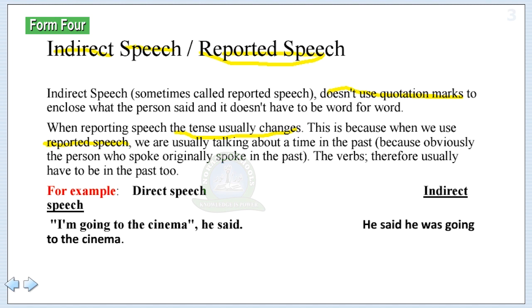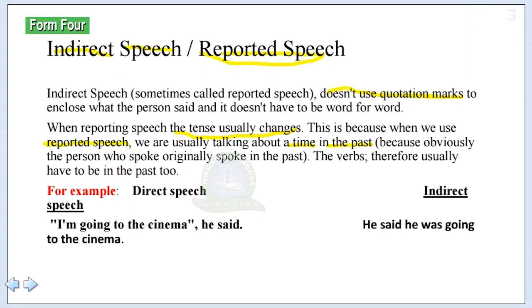Because if I say, Ali said, "I am sick," he didn't say it now. But Ali said that he was sick, because obviously the person originally spoke in the past. The verb therefore usually has to be in the past too. So the verb should be past. For example, if you have a present continuous in direct speech, we change this tense into past continuous.